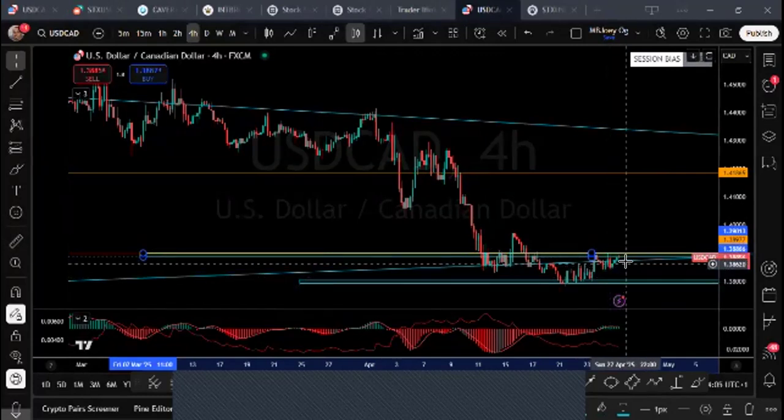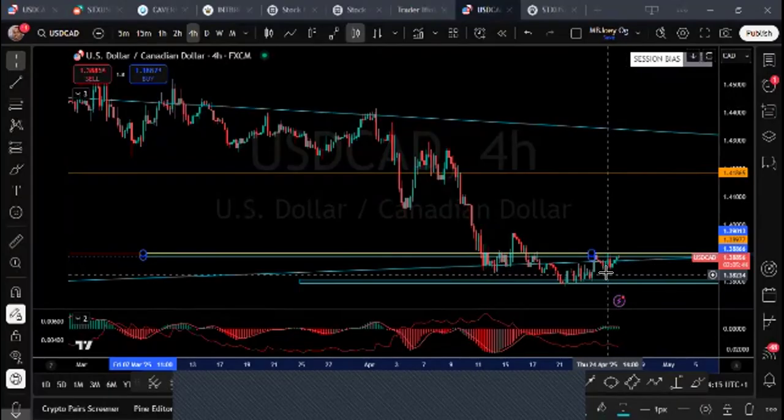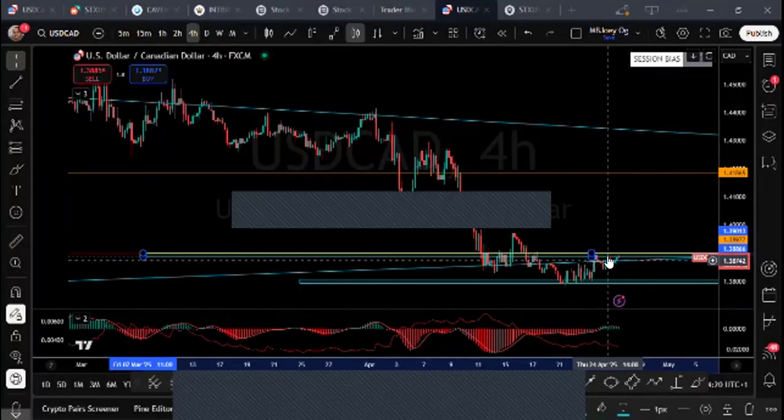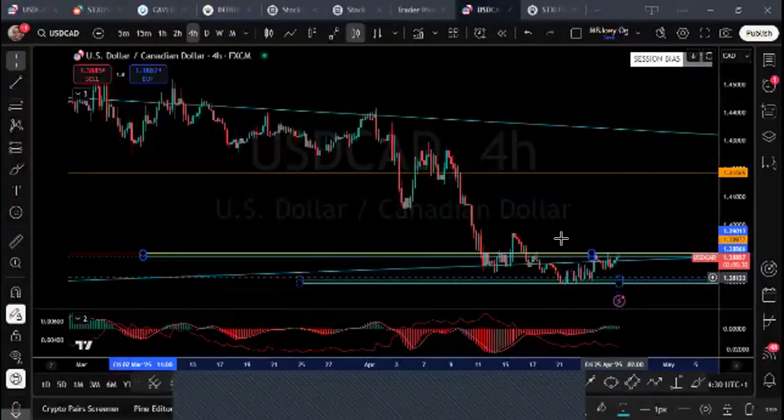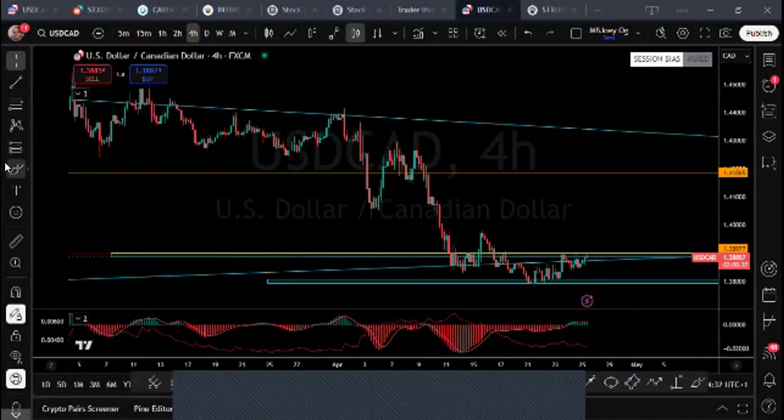But that's only a move. It has no buying or selling indication yet. If you are buying at this point, you are buying on your own. You would end up having a drawdown. If you are selling, you're also selling on your own. You might end up having a drawdown. So wait for price to tell you when to buy, and when the price will tell you when to buy would be after a breakout here.